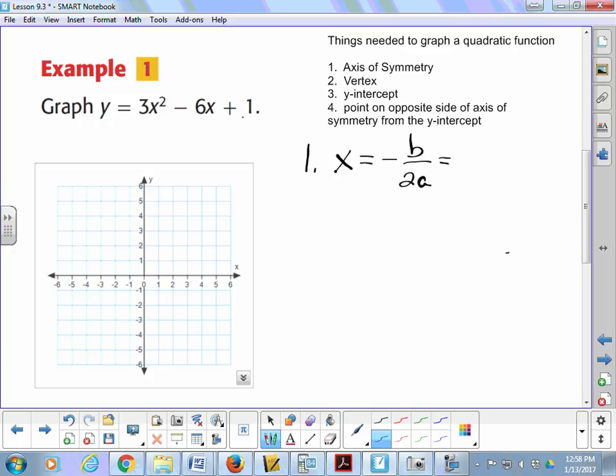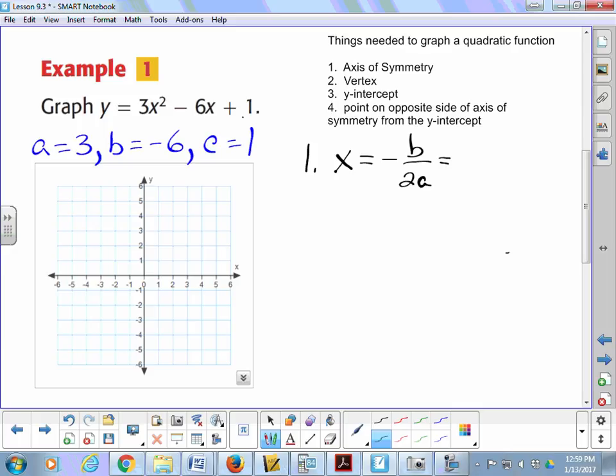And if you remember yesterday when we were talking about this, one of the things I said you should do first of all is label them. Identify what a, b, and c are equal to. So a, the coefficient of x squared, is 3. b, the coefficient of x, is negative 6. And c is the constant, the number by itself, 1. The y-intercept.